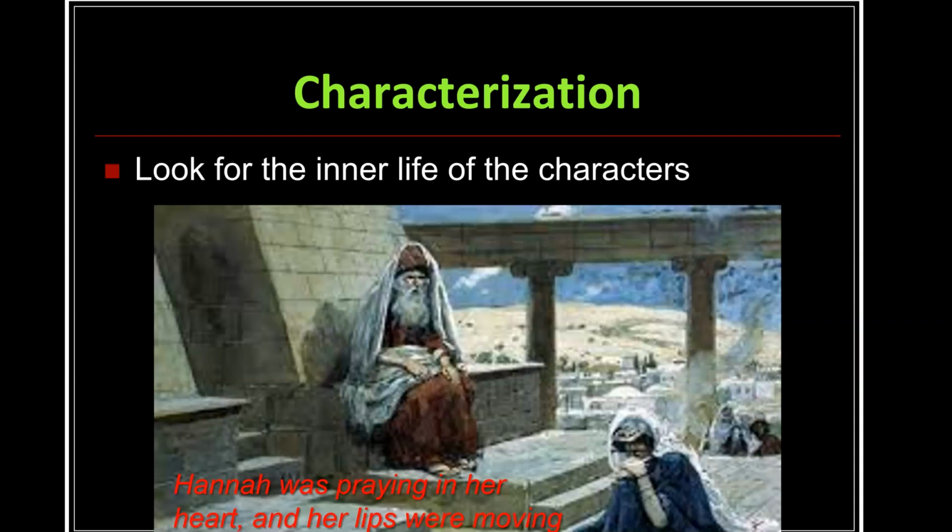Second, look for the inner life of the characters. Is there a difference between what they think and what they do or say? A description of inner thoughts is fairly infrequent, but an example occurs in 1 Samuel 1. We are told that Eli thinks that Hannah is drunk, but he does not say so. Again, in 1 Samuel 3, we are told what Eli understands when it says, "Then Eli realized that the Lord was calling the boy."